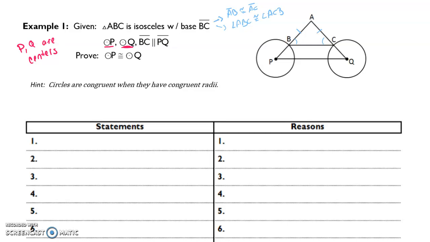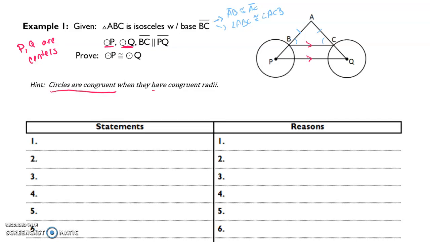And we will have to state that we have circles, but we don't have to state that P is the center. As long as we name it circle P, circle Q, that's implying that that point is the center of the circle. Okay. And segment BC is parallel to segment PQ. Well, I've got some interesting information that I'm going to be able to deal with based on that then. And I'm trying to prove that the circles are congruent.